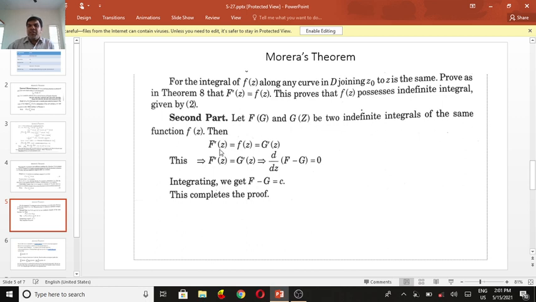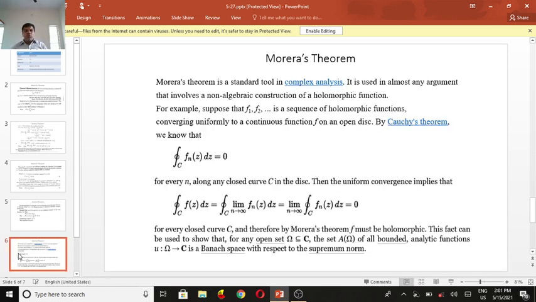We take the derivative: the derivative of f of z should be equal to the derivative of g of z. I denote f of z minus g of z, so d by dz of f minus g should be 0. If we integrate it, we get an integral constant c. So it is this. We covered one more result, Morera's theorem.